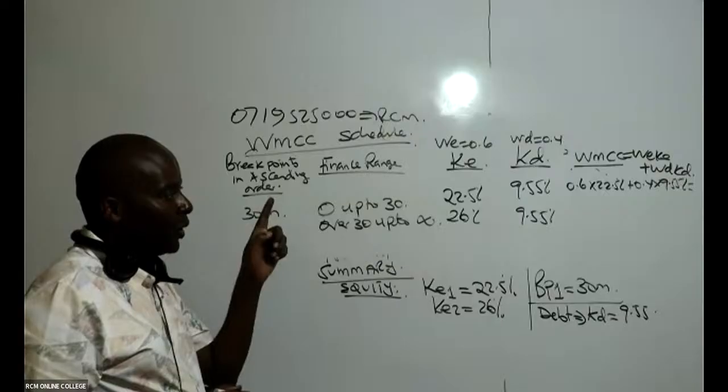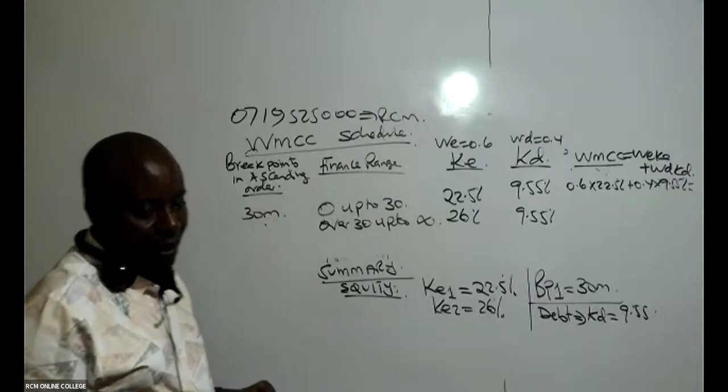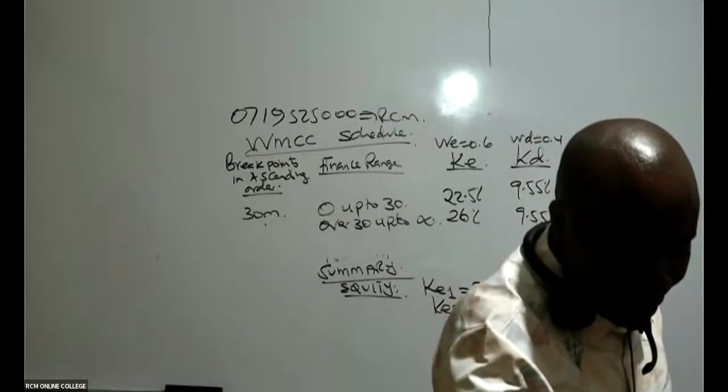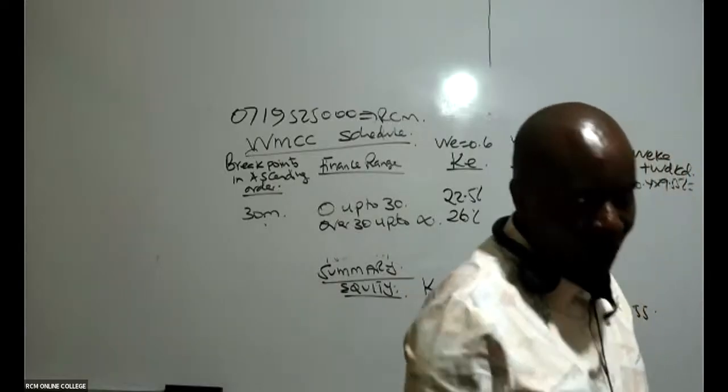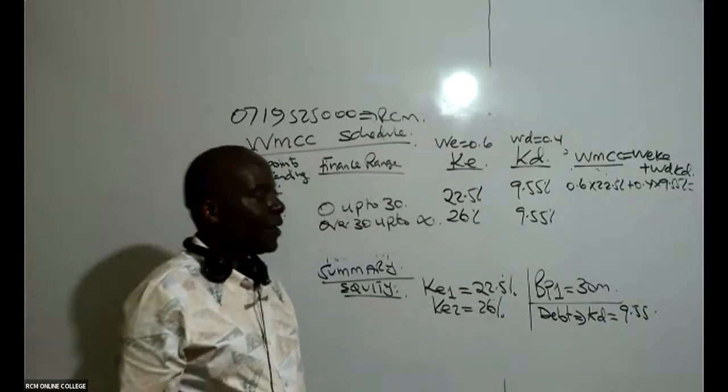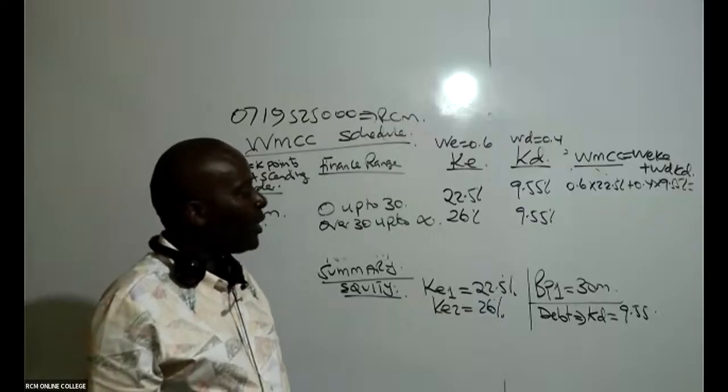So can somebody give me that answer before I start repeating? How do you get the 9.55? I'll come back to that. So before I start repeating, can somebody give me this answer here?